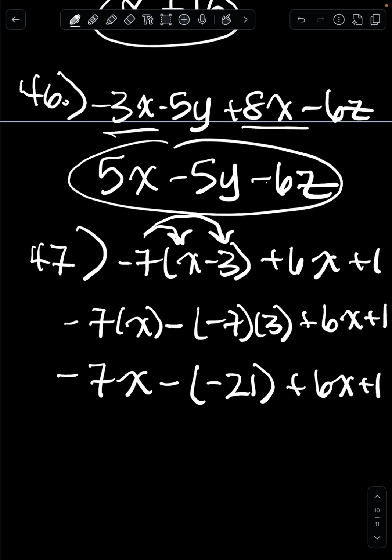Okay. So I'm going to go through. I see a minus a negative 21. I don't like to see that. Add the opposite. Then like terms, I've got a negative 7x, I've got a 6x.